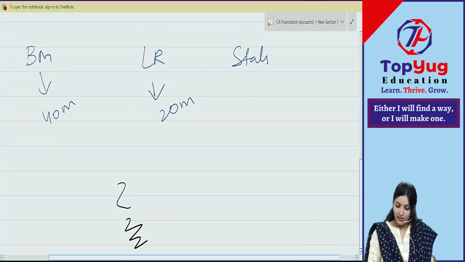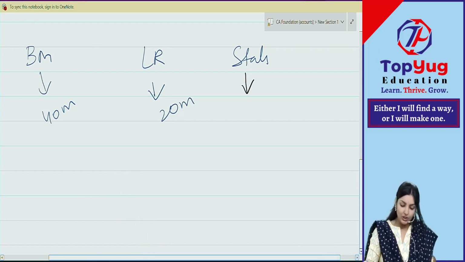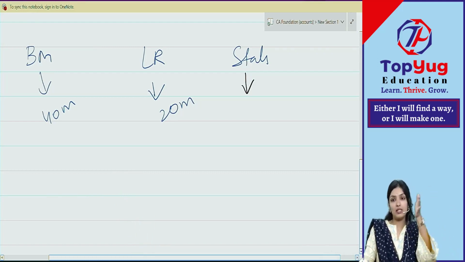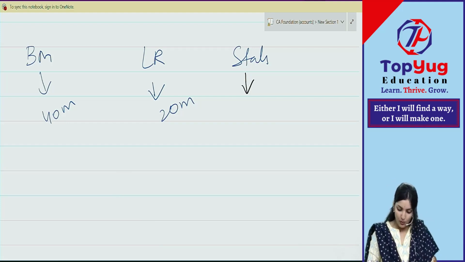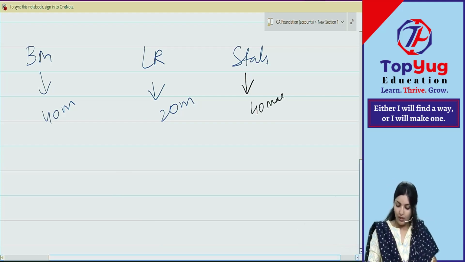So LR will give you 20 marks and stats will give you again 40 marks. Initially we had 50% and 50% for mathematics and stats. Now it is divided into 40, 20 and 40. So the stats will give you 40 marks.